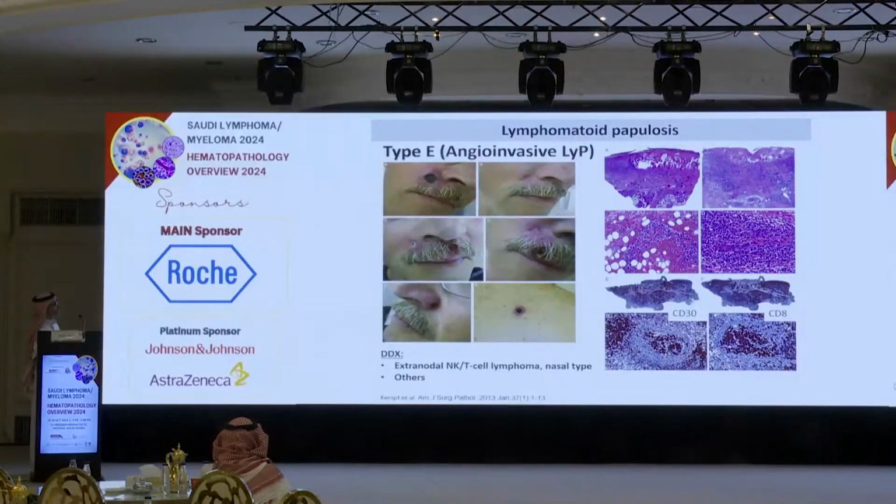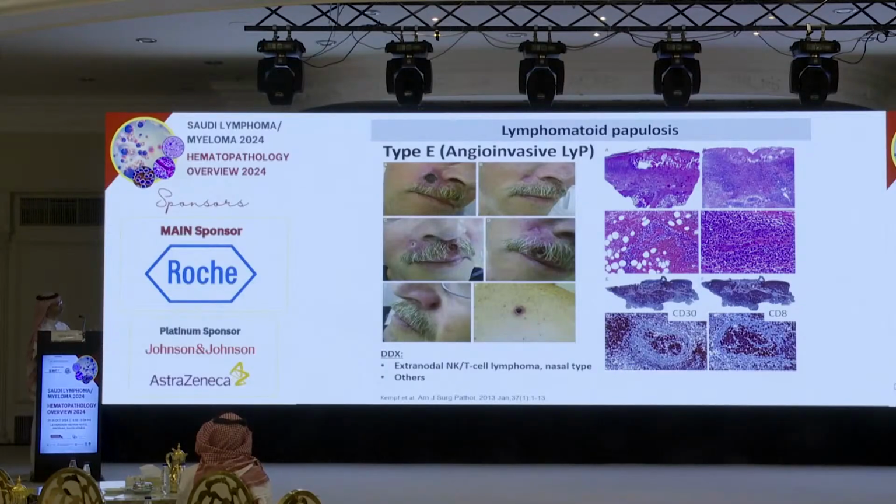This is type E. Looks like NK/T cell lymphoma, nasal type. It looks very aggressive under the microscope, but it is clinically papules that come and go, leaving scars. Here there's ulceration, black discoloration, because it involves the vessels, causing necrosis. This is type E. So clinically, they are the same, but it's good.